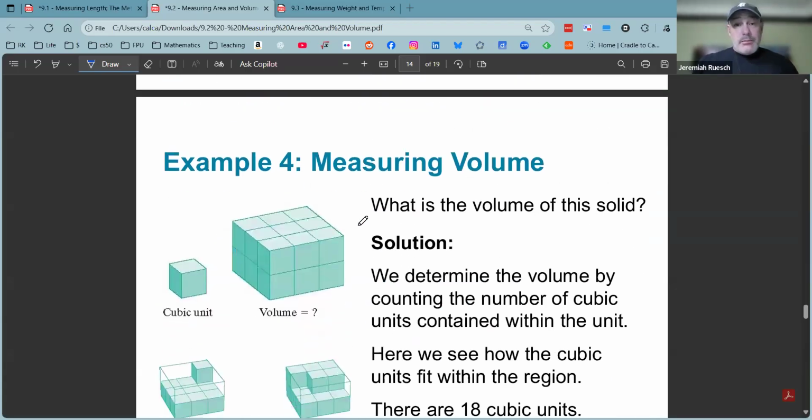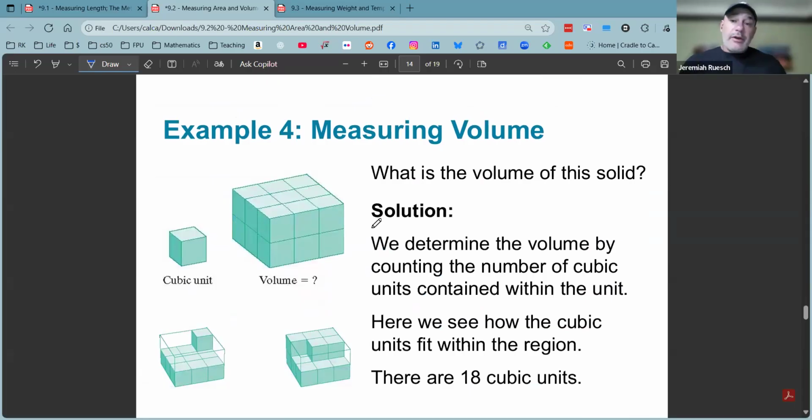Let's see. Measuring volume, what is the volume of this solid? So you can count cubic units just like you could count inches or feet. You're just counting them in each dimension. You're counting it this way, this way, and then also this way.